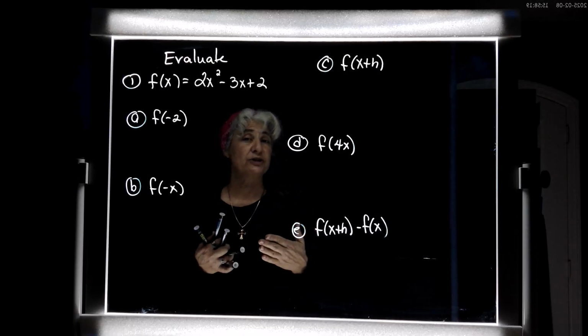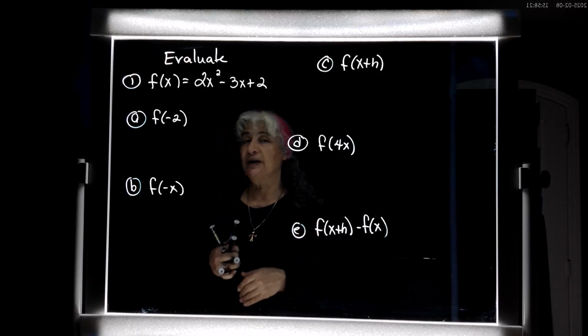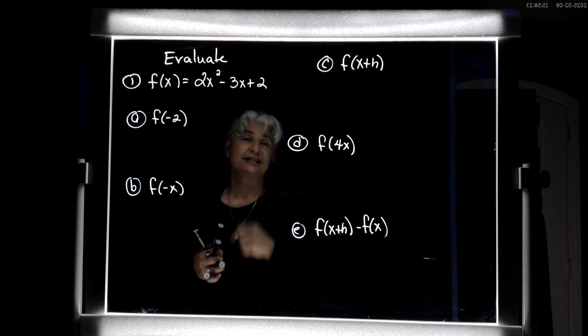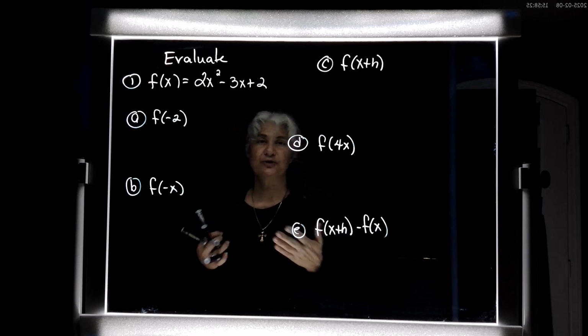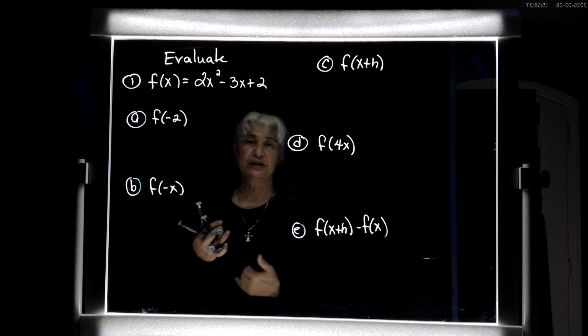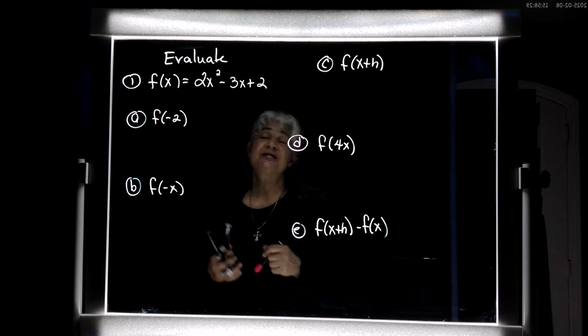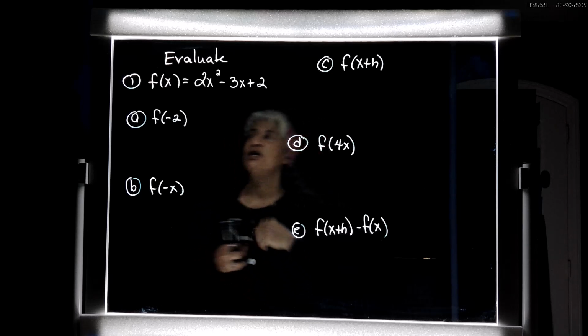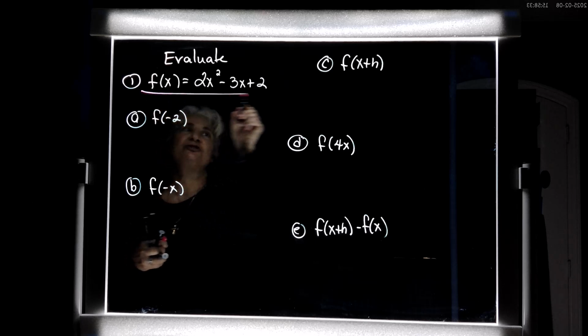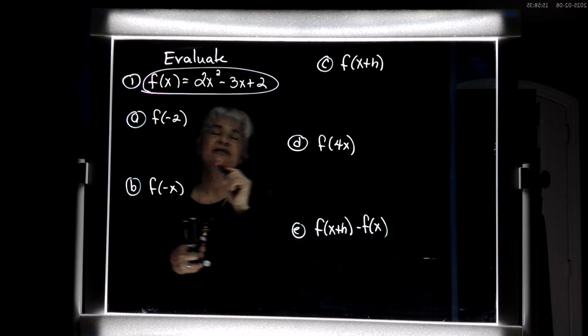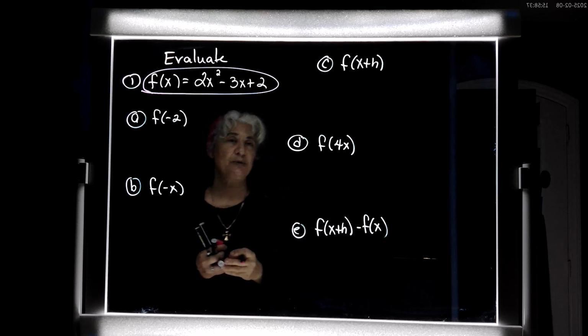Okay, hopefully you worked on these examples before you found this answer key video. Let's check it out, make certain we understand what they're giving us and what we need to do. So the directions say to evaluate. So here's my original function, f of x equals 2x squared minus 3x plus 2.